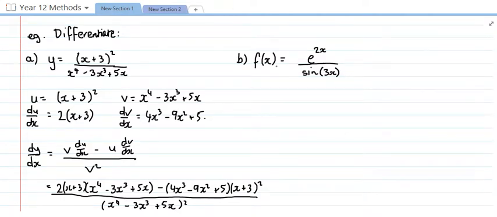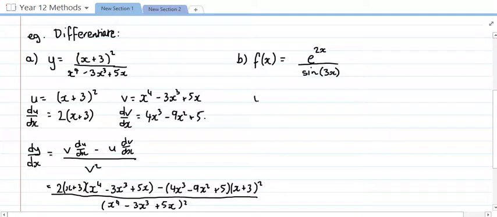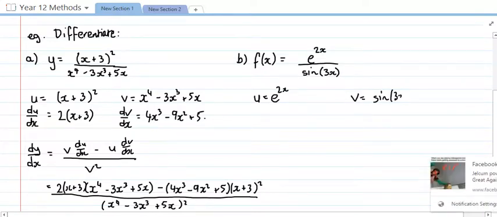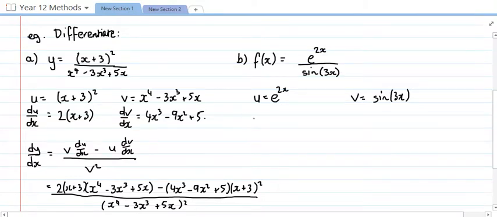Right, so let's continue on with this. The second example, I've got f of x equals that. So I'm just going to say u equals e to the 2x and v equals sine of 3x. And from that we can get du dx is 2e to the 2x, and dv dx is just going to be 3 cos of 3x.